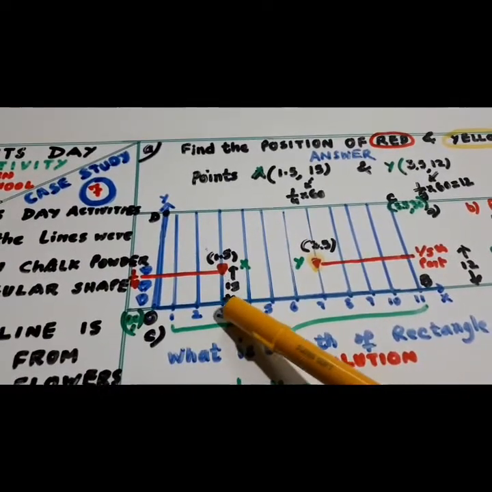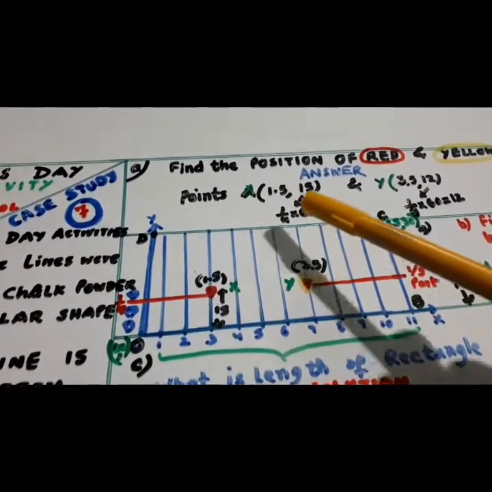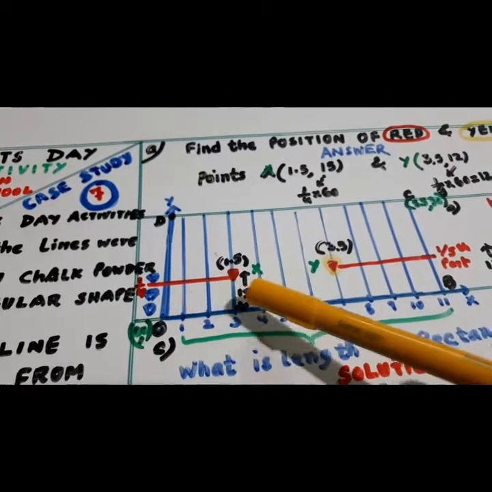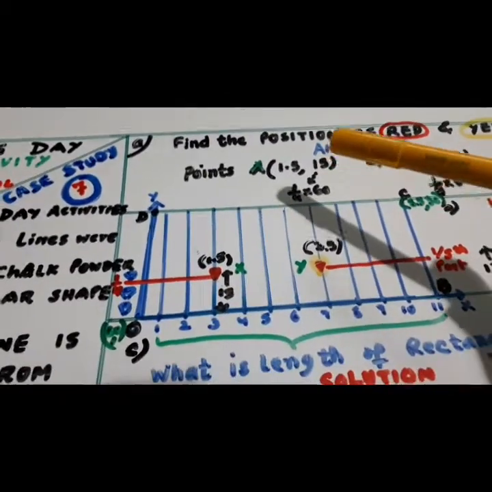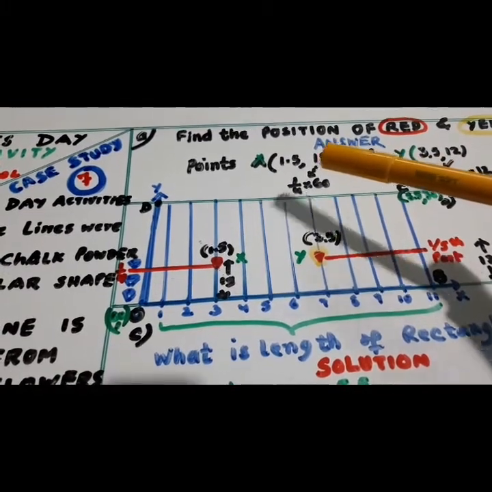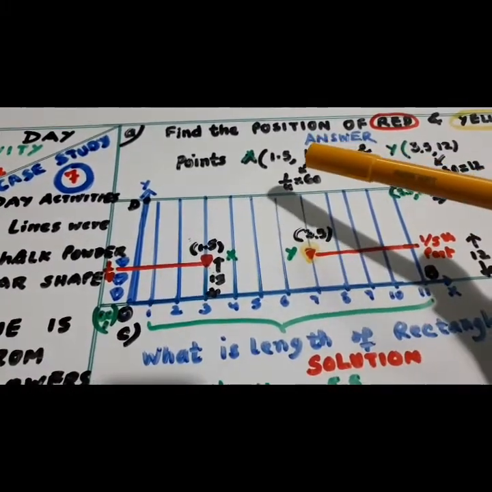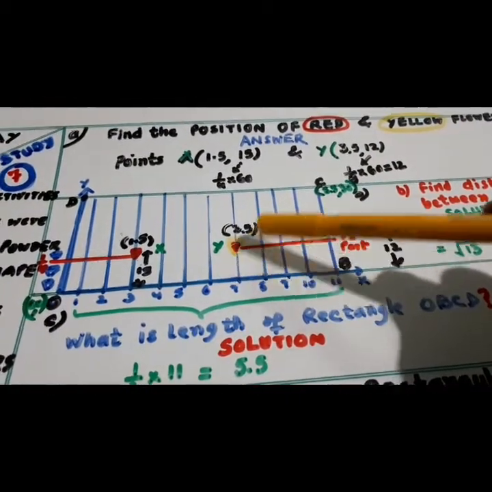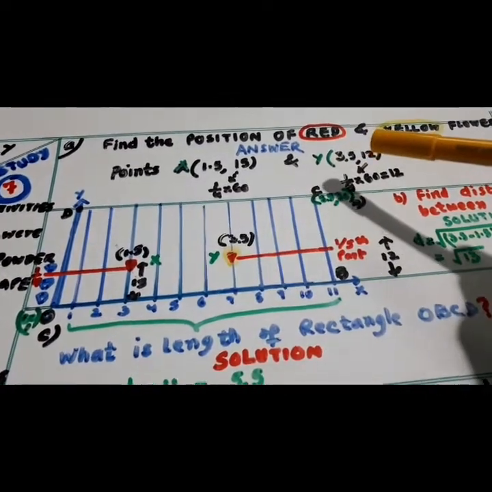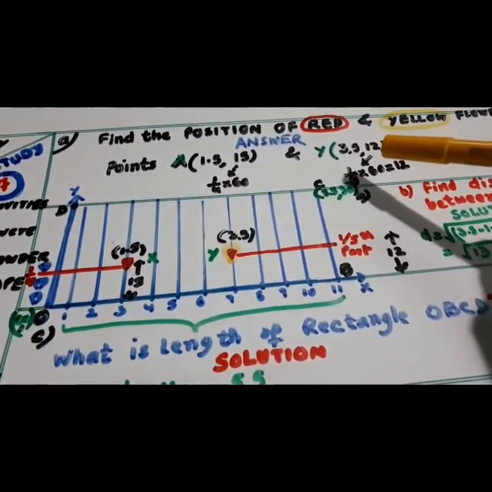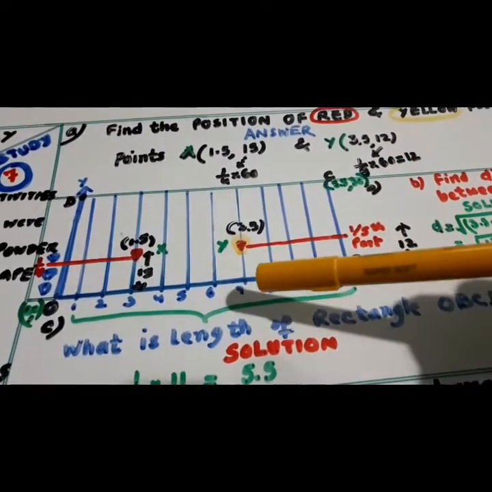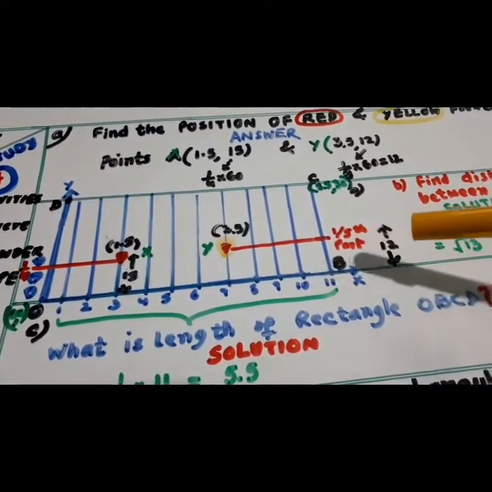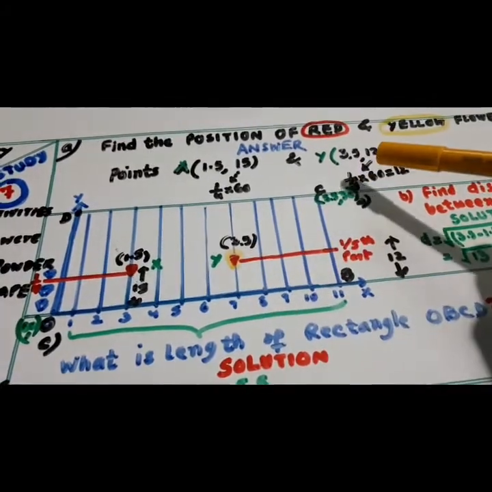It is 3 here. So they are half meter each. So what is half of 3? 1.5. And it is 1/4 of this. 1/4 of this is 15. So the coordinates of this x will be 1.5, 15. And that of y, this is 3.5, 12. It is 7, half of it is 3.5, and it is 1/5, 1/5 is 12. So the coordinates will become like this.